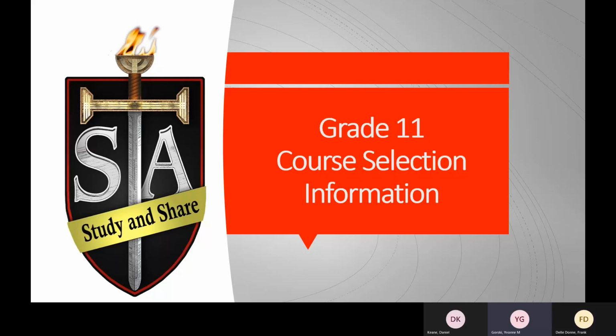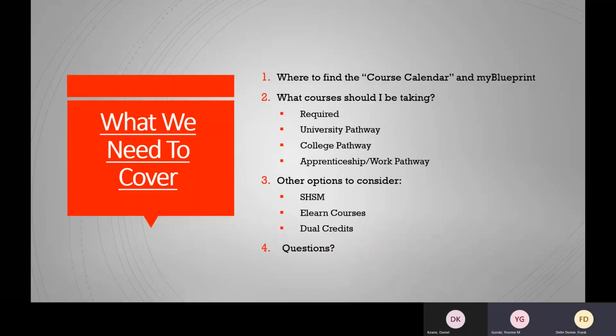I am Mrs. Gorski, and joining me today to review what you will need to do in order to complete your course selections is Mr. Keene and Mr. Deladon. We're going to be discussing where to find the course calendar and accessing My Blueprint. We will be reviewing what courses you need to take to graduate in grade 12 and what courses you need to take to apply to post-secondary schools, such as colleges or universities. We will also review apprenticeships and a work pathway.